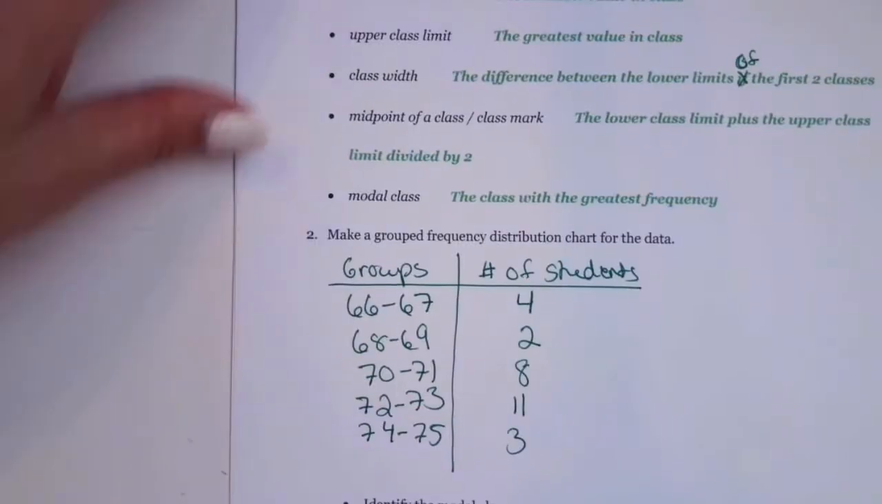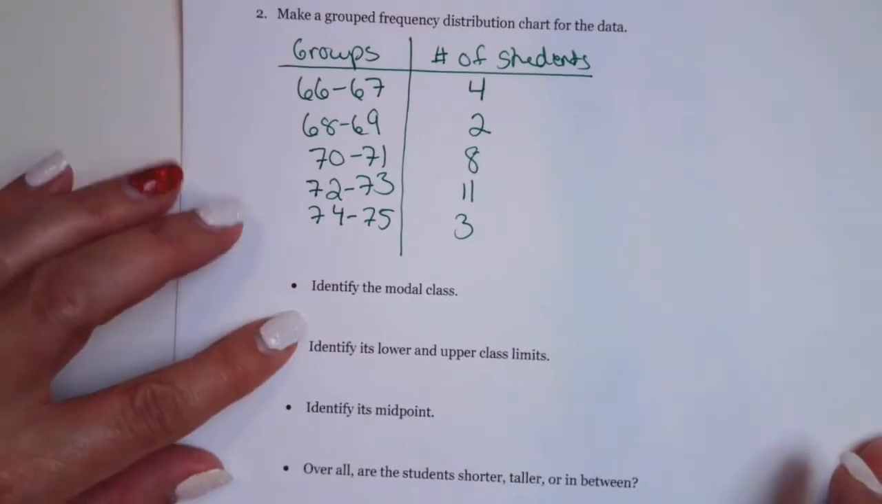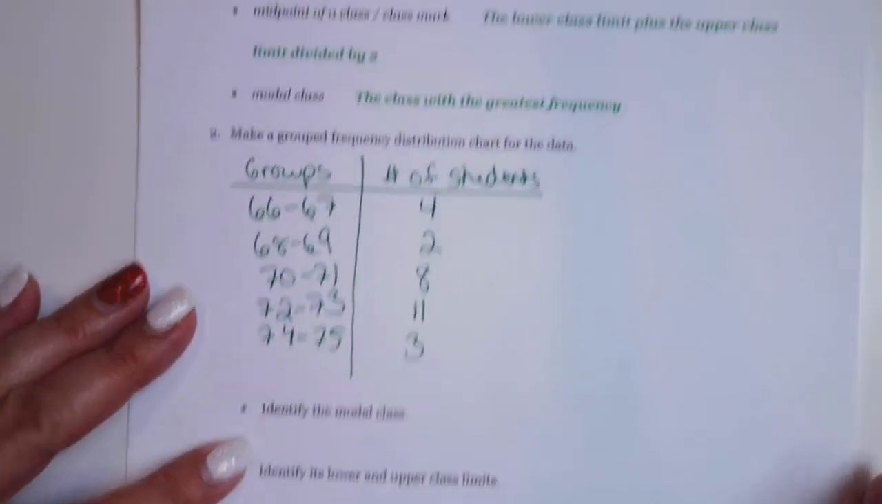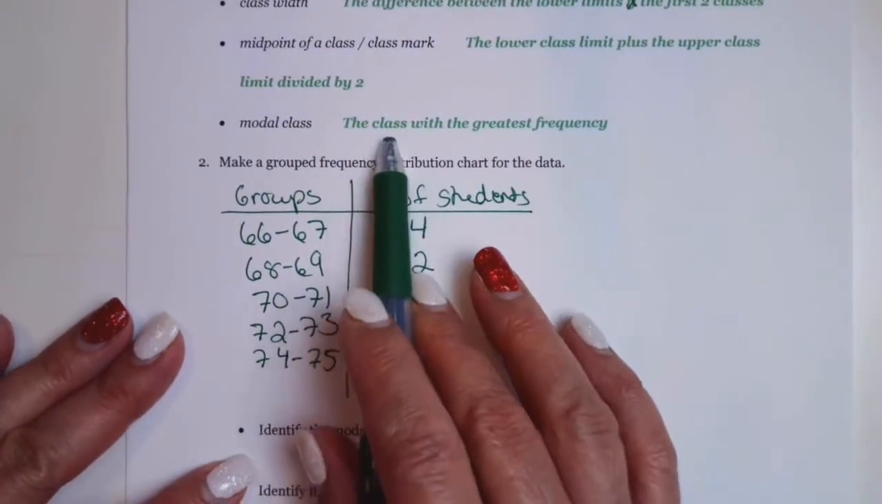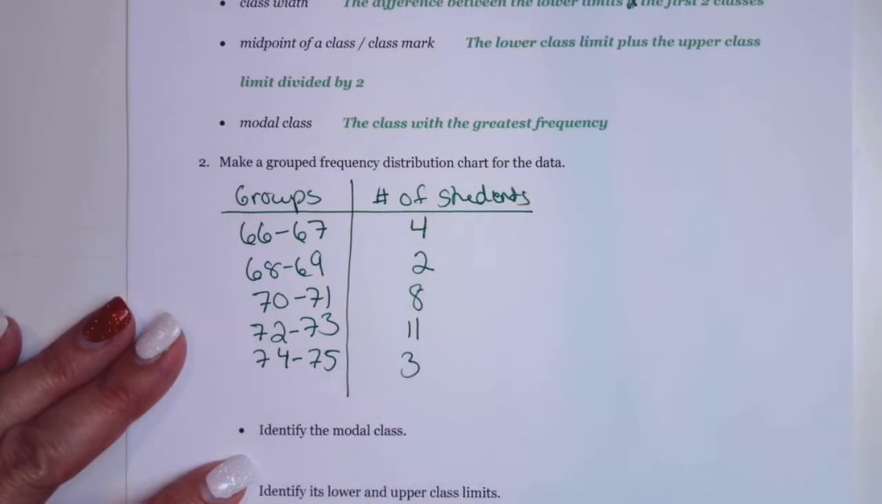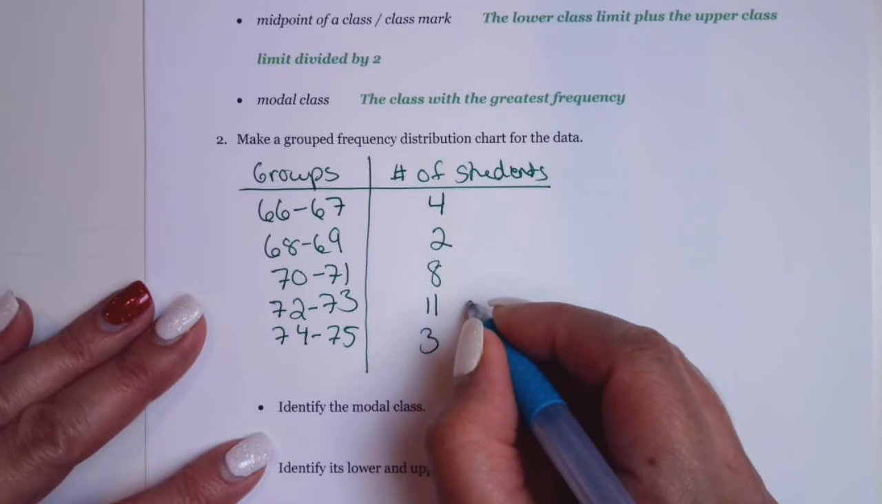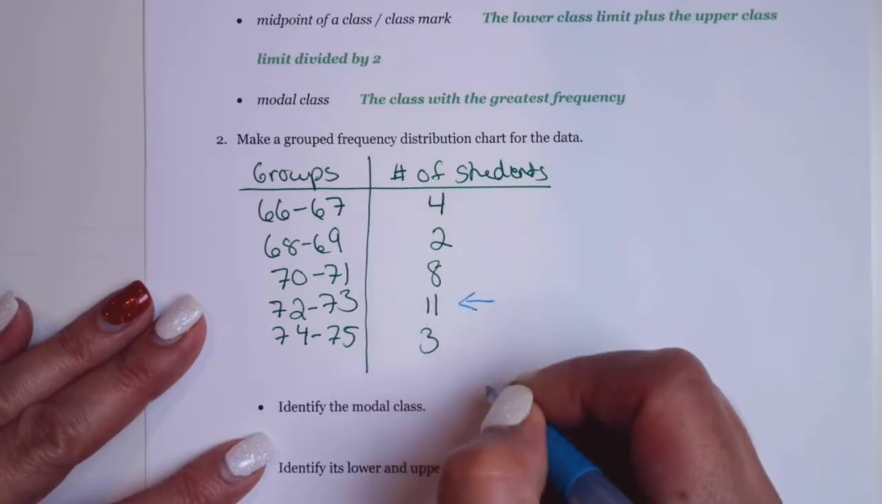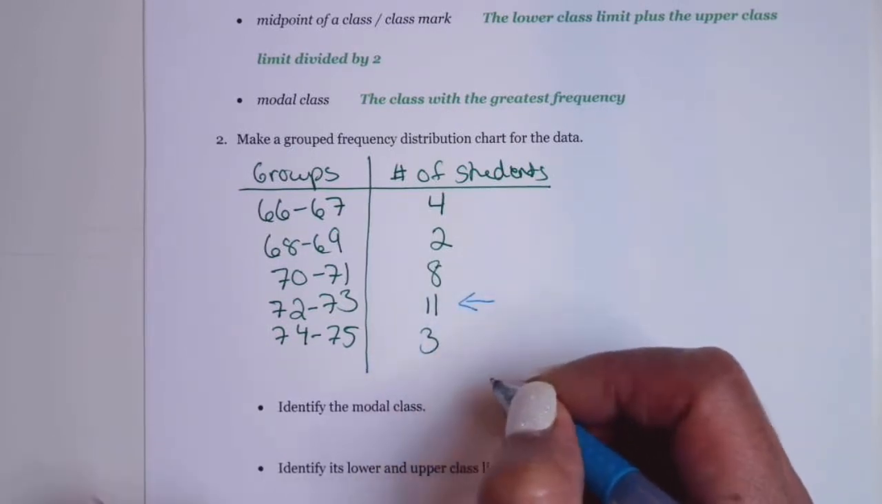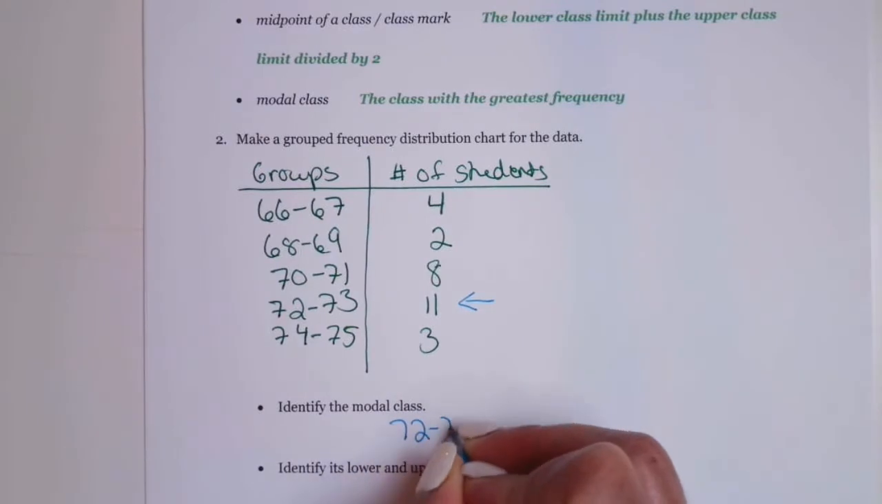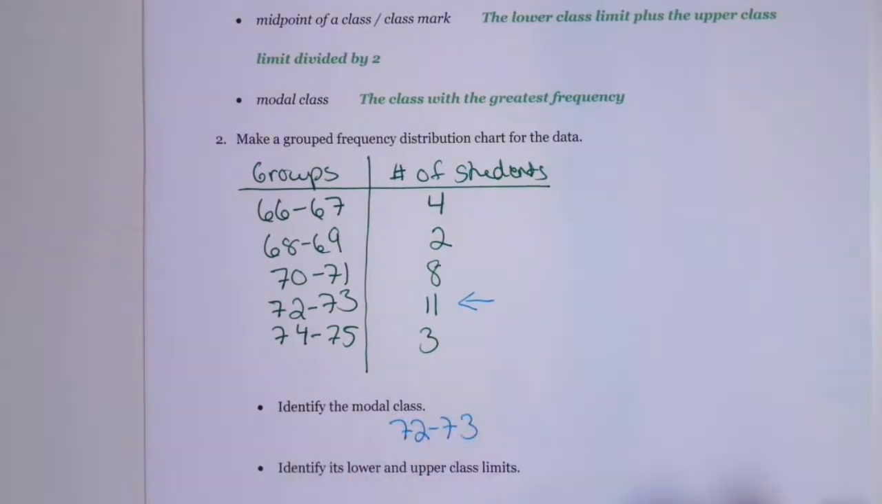Next, we need to identify the modal class. The modal class is the one with the greatest frequency. So this one has 11 students, so that is our modal class, 72 through 73 inches.